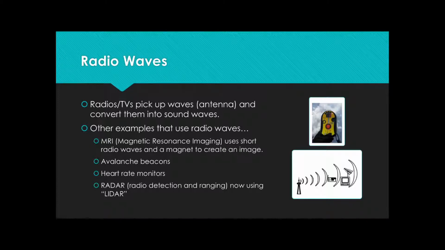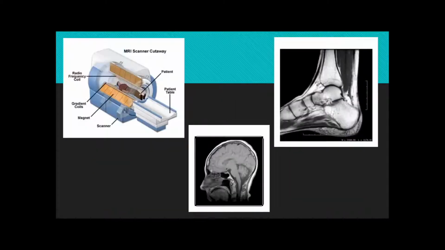And some other examples that use radio waves as well are MRI machines. They use short radio waves and a magnet to create an image of the inside of your body, avalanche beacons, heart rate monitors, and radar, or radio detection and ranging. Now they use LiDAR instead, but all of these things use radio waves.